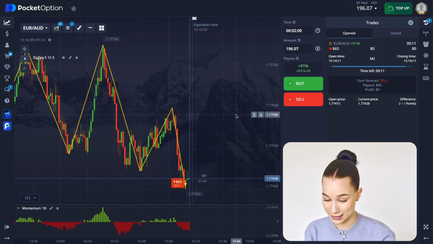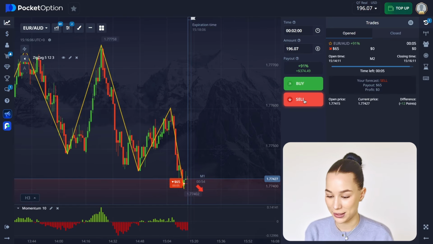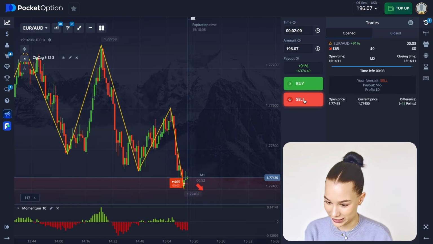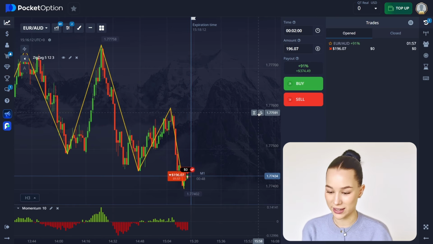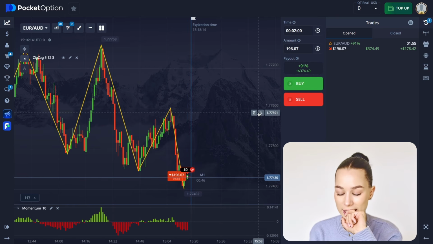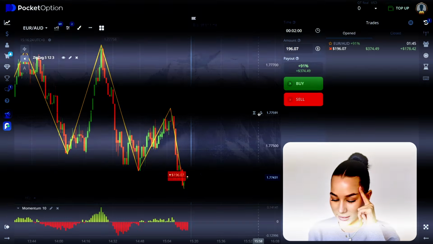Guys, here we got the same situation. We got some reversal candles, so we're gonna open a sell trade for 2 minutes again for all of the amount of money that we have. We're risking a lot, actually. We opened it for 2 minutes, so let's wait here. Let's wait. I don't want to even look at that, actually.